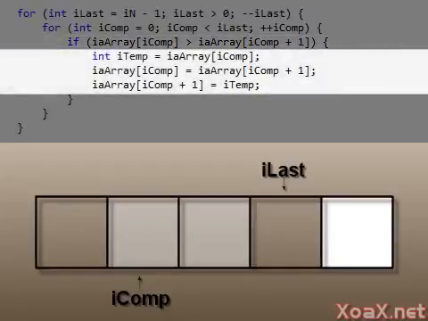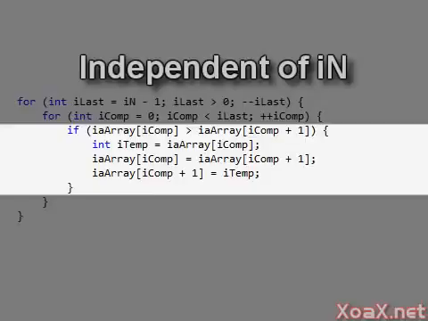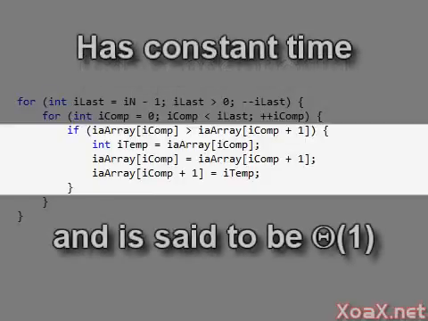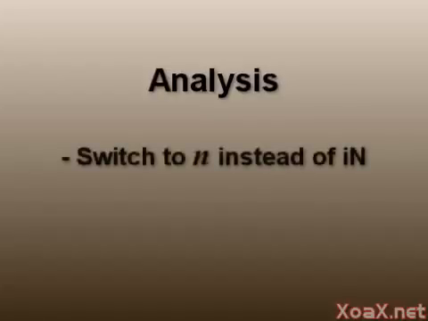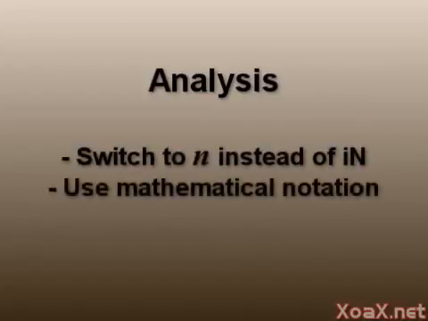Notice that the code inside the loops does not depend on iN. Since this code is constant with respect to the size of the array, we can consider it all as a single block and ask how many times it is executed. Now we're going to do our analysis and leave the code behind, so I will switch to small n instead of iN to use more traditional mathematical notation.